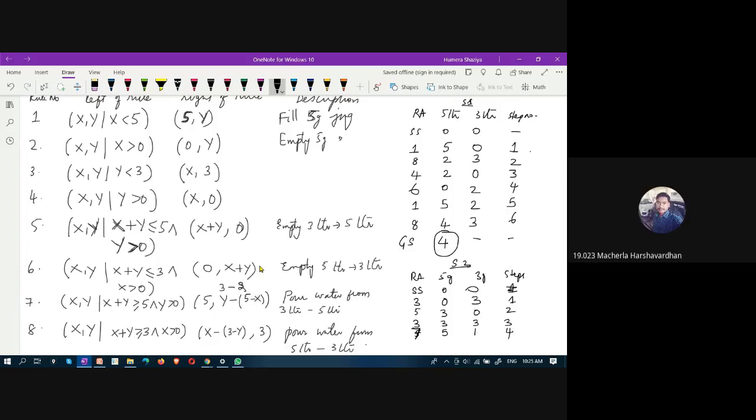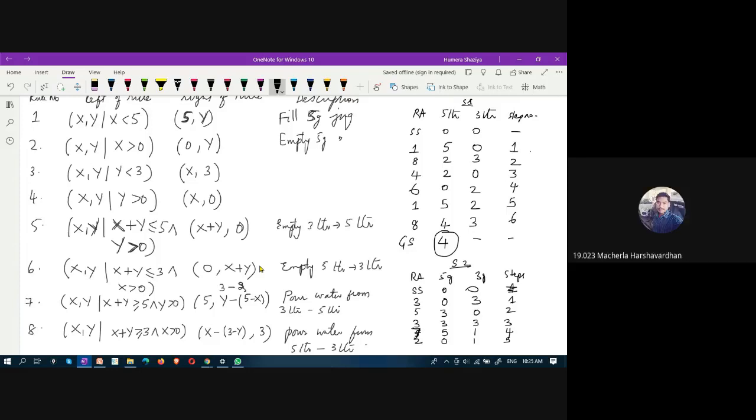I'm emptying the 5 gallon jug, ma'am. You are emptying, so which rule? Rule number 2. Very good. Rule number 2, you are emptying 5 gallons. So it is 0. And here it is 1 and 1. This is step number 5. Right. Next.